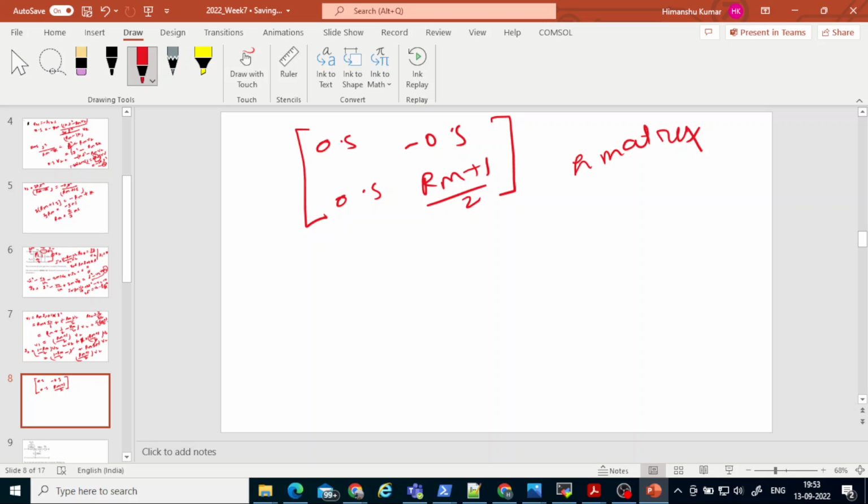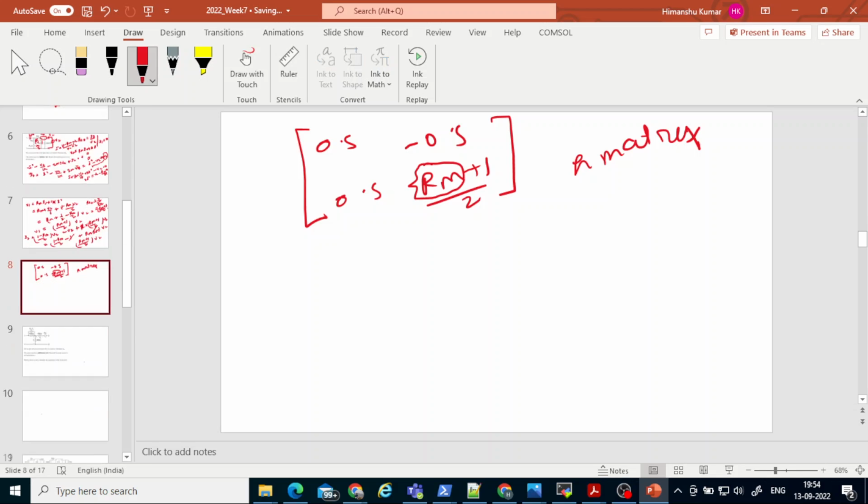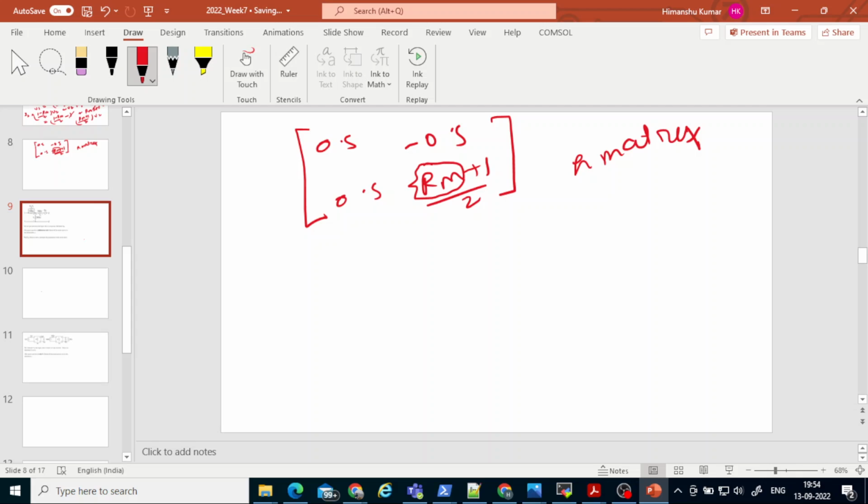So is there any confusion in this? You can find the Rm value from the first part, and we can calculate the H matrix like this. Is there any confusion? I think it was a little bit intensive. Okay, if there is no further question, let's just move to the next problem.